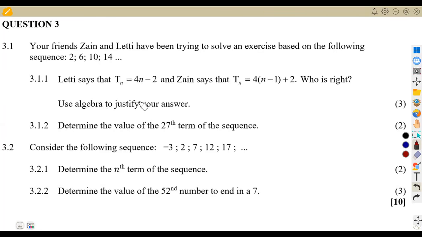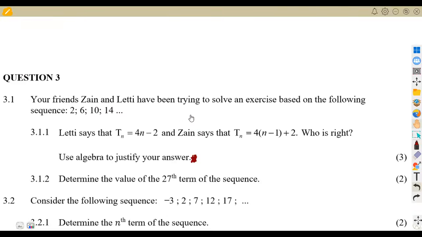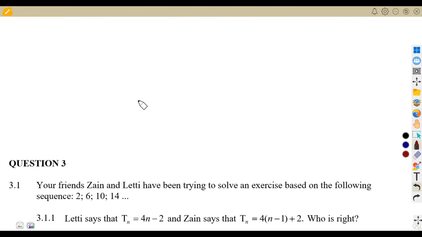In this simplification, you are told to use algebra to justify our answers. Meaning to say this is just a normal algebraic question, under a certain number pattern, but the question here is on the algebra. This first part is on algebra. So how are we going to justify who is right? In the first place, if we check here, truly we've got a difference of 2 and so forth, we can calculate our Tn.